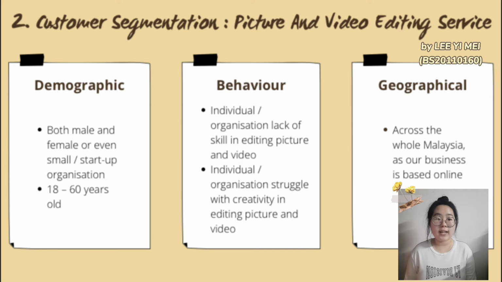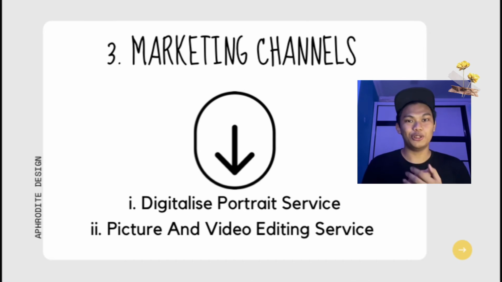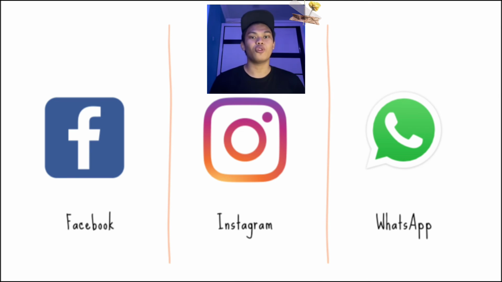Next, we also targeted our market across the whole of Malaysia as our business is based online. For marketing channels, we will use 3 social medias and they are the same for both ideas, which are Facebook, Instagram and WhatsApp. We chose these social medias because they have a large number of users and they are optimized for business, where the seller could sell their goods and services easily.